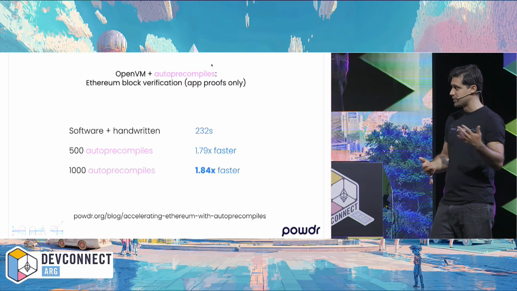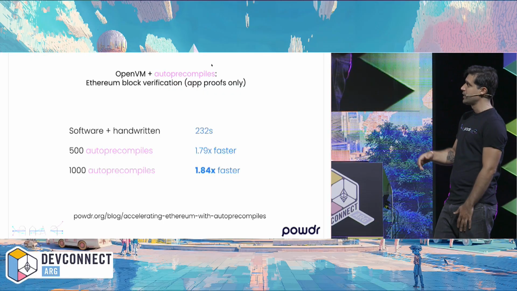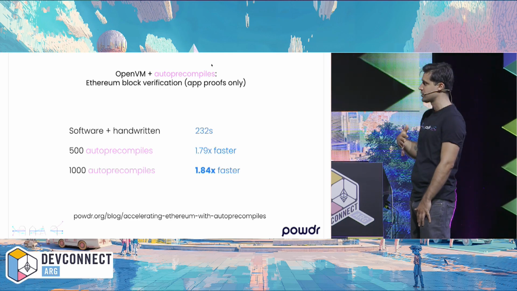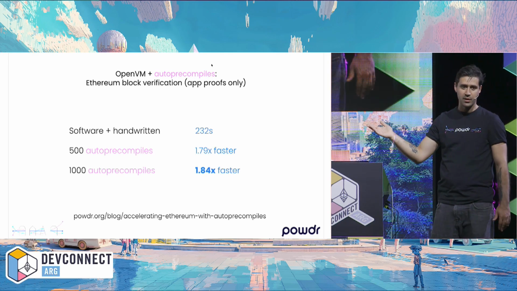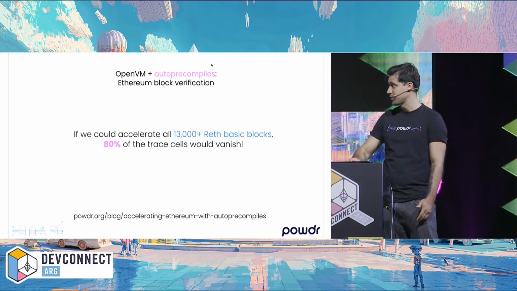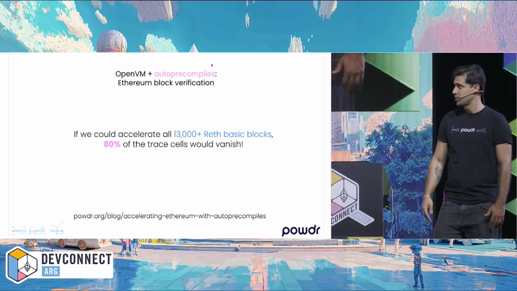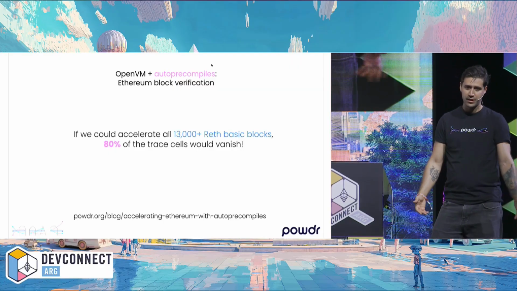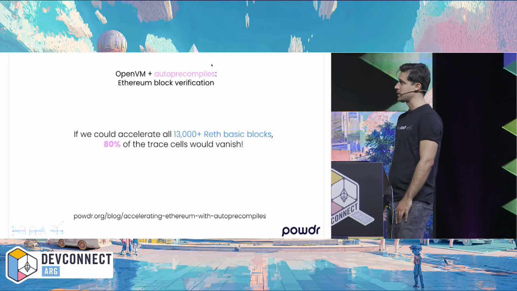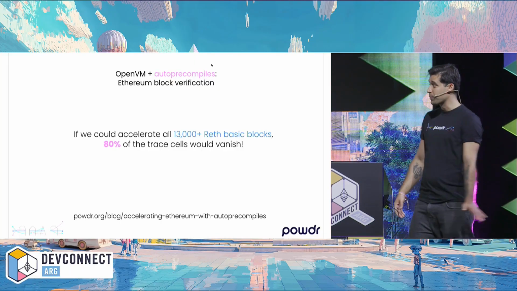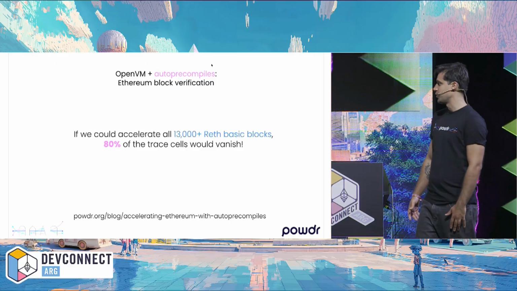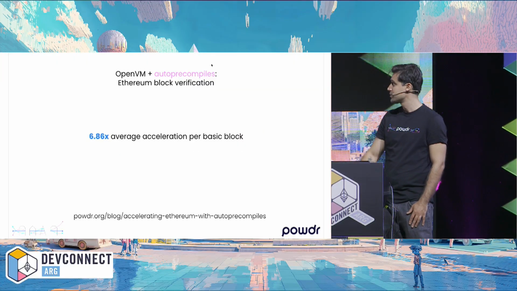Well, if we use even more, 500 or 1,000 autoprecompiles, and we consider only what OpenVM calls app proofs, so this is before recursion starts, we actually got almost 2x faster proofs already. So if we could accelerate all the 13,000 plus RISC-V basic blocks that the Reth client usually has, 80% of the trace cells that are in RISC-V right now would simply vanish. So you can maybe see where I'm going with this.